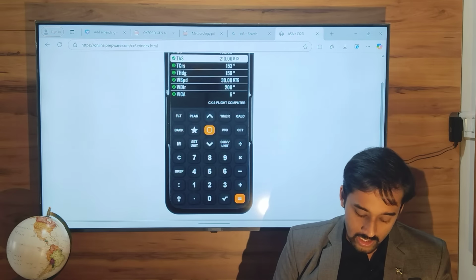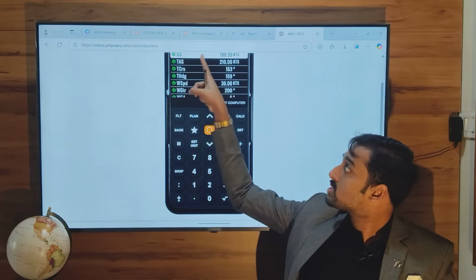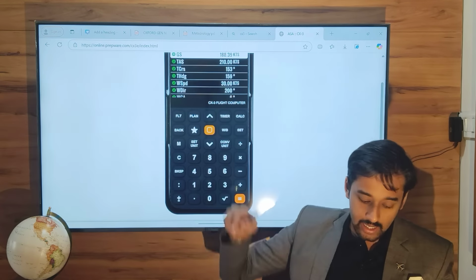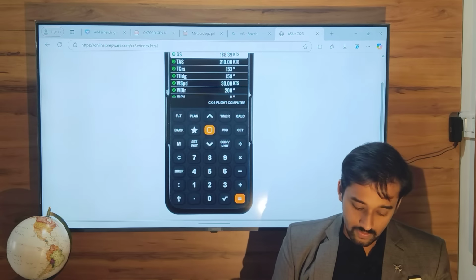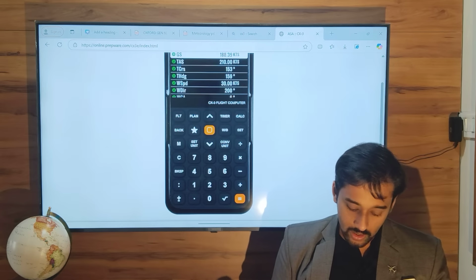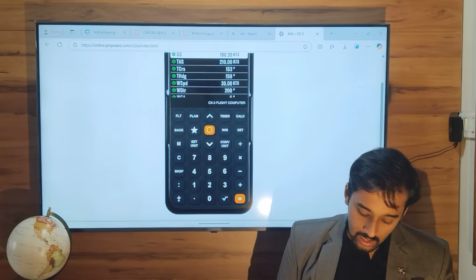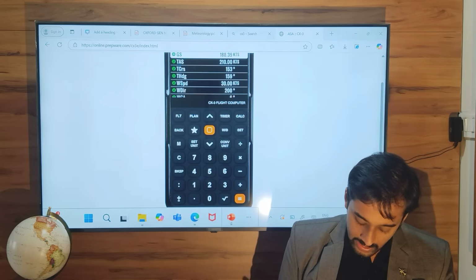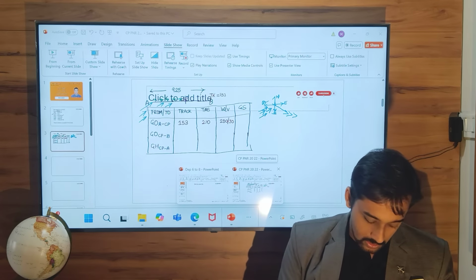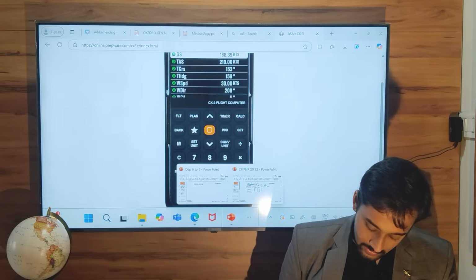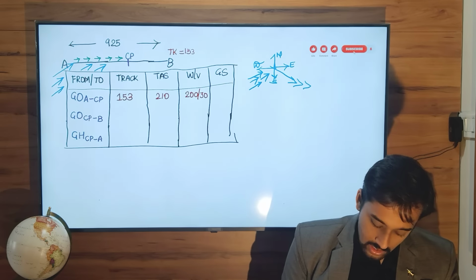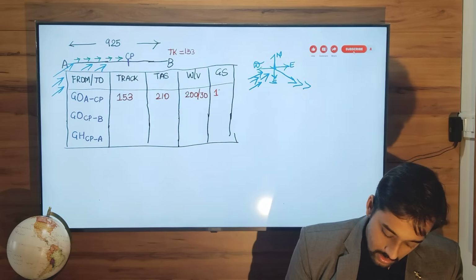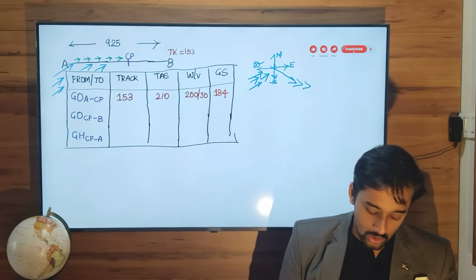Now, after pressing the orange button, you will get a ground speed of 188.39 knots. Okay. So let's make it 184. Let's consider this is 184. So let's write here, the ground speed will be 184. Let's go to the next row.